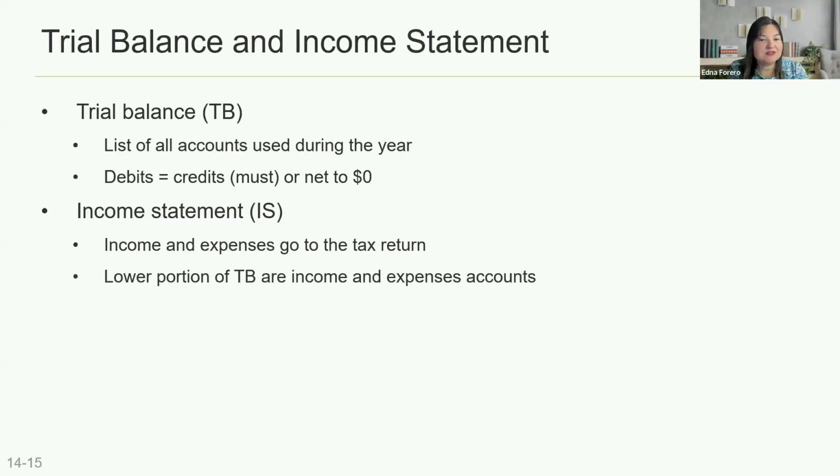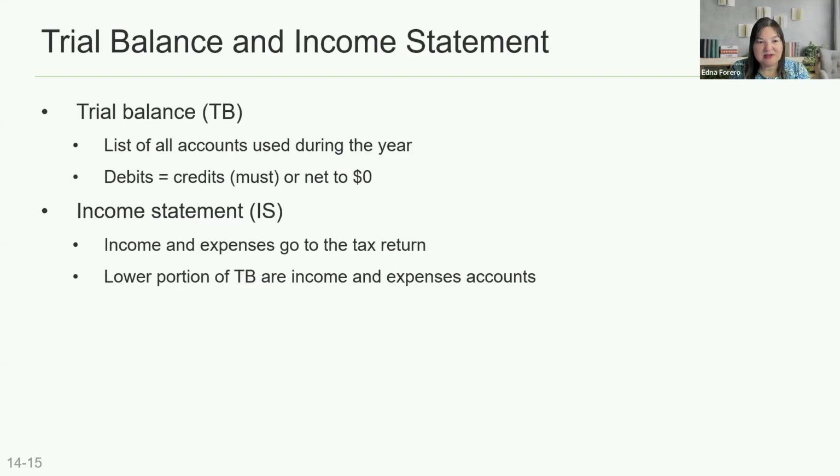Moving right along, something else we'll see in bookkeeping that we might receive from our clients are trial balance and income sheet. So the trial balance is a list of all the accounts used during the year. Again, we want to look at making sure that our debits and our credits equal or net to zero, right? They must do this in order to be naturally balanced.